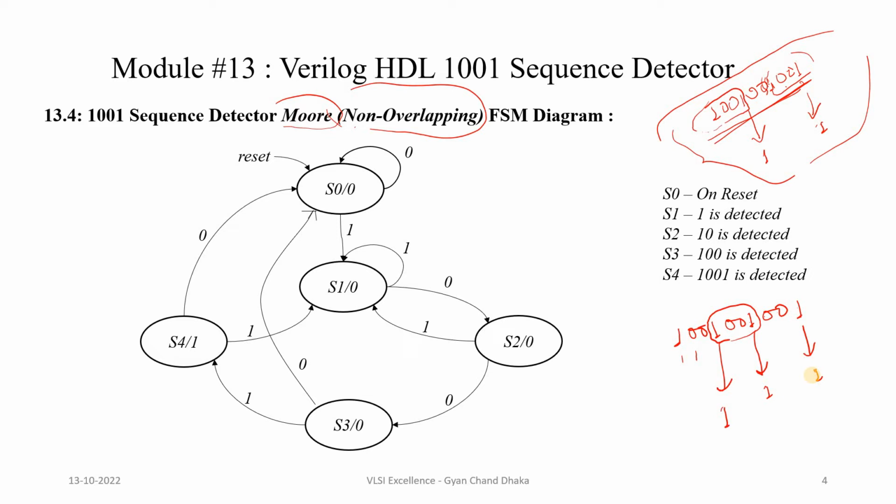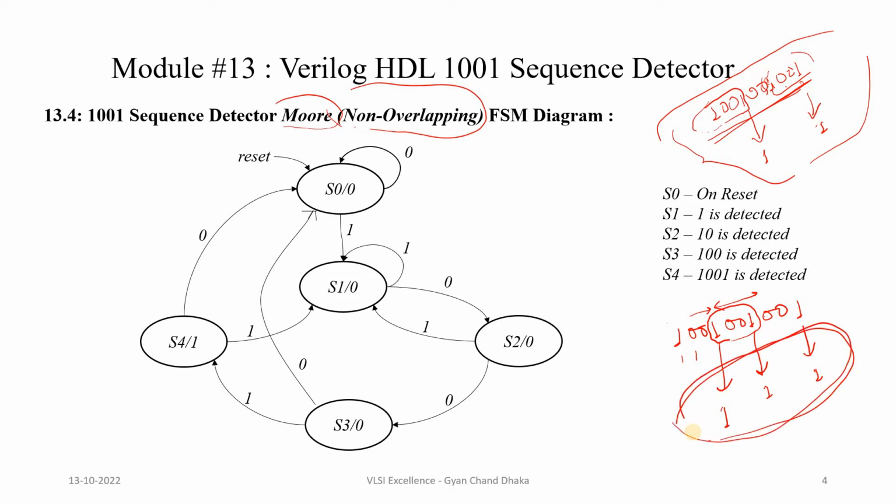So basically what is happening here is this 1 is overlapping with this sequence and the next sequence, right? So this kind of sequence detector is nothing but an overlapping sequence detector, where some bits of the next sequence can overlap with the previous sequence to detect the output. So this is nothing but an overlapping type of sequence detector.